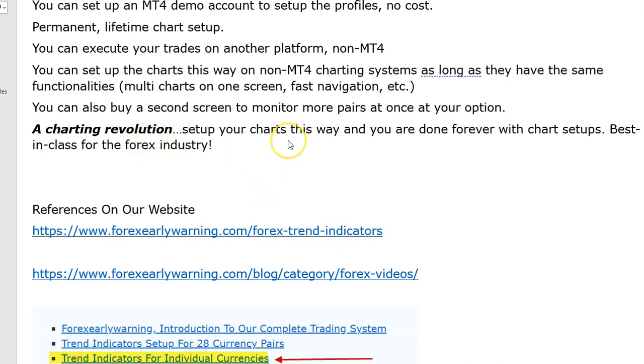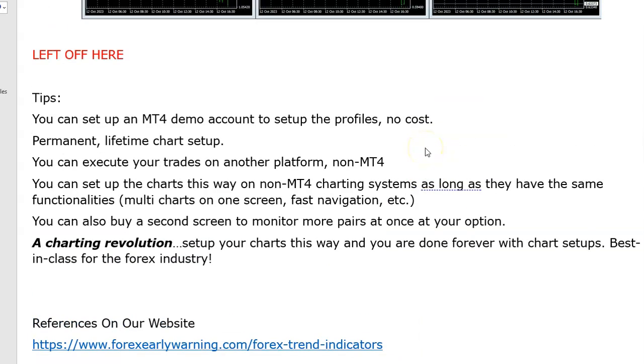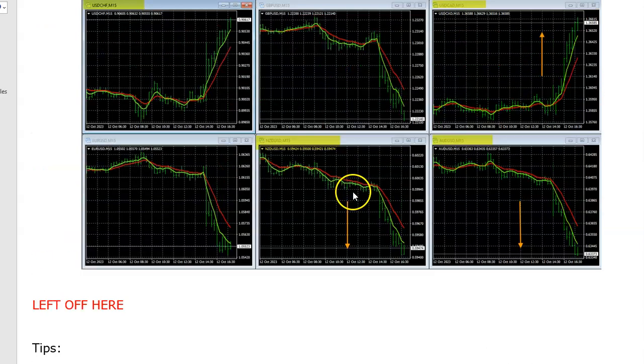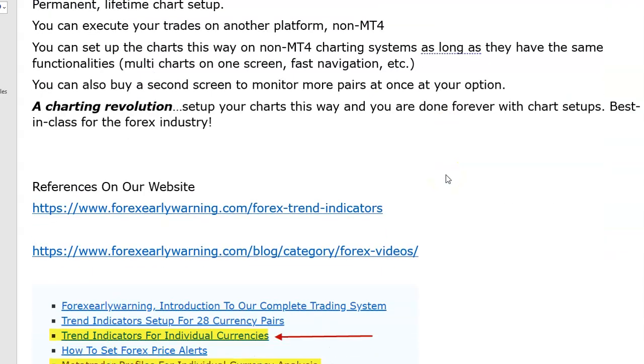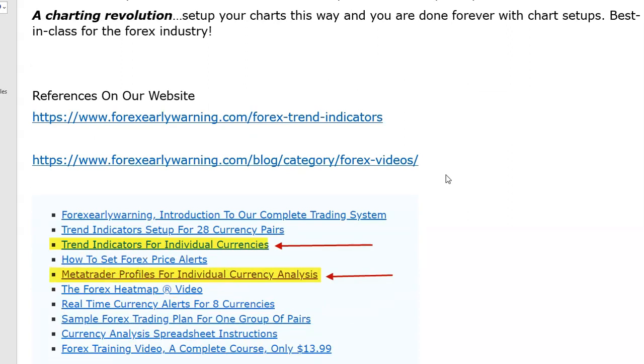This is a charting revolution. There's 4 million Forex traders around the world. All of them need to set up their charts this way, test it out. If they do, you'll be done forever with chart setups. You'll never use a different chart setup. This is the way you'll do it. You'll always do it this way because individual currencies drive the Forex market, and you're setting up your charts by individual currency. You'll never go to a different chart setup once you do it this way.